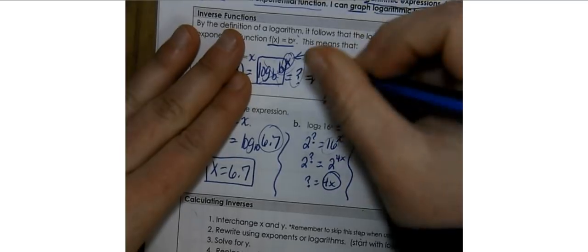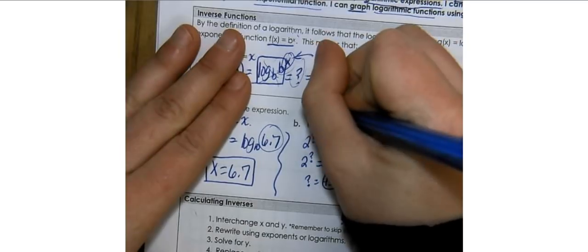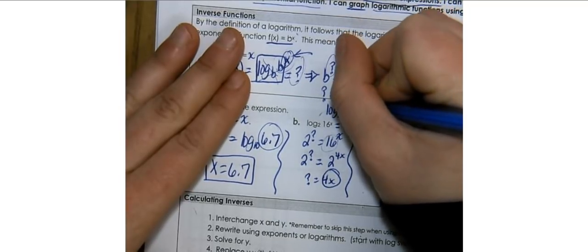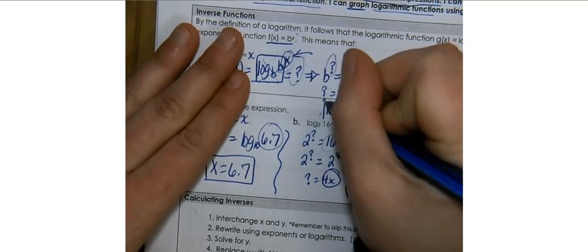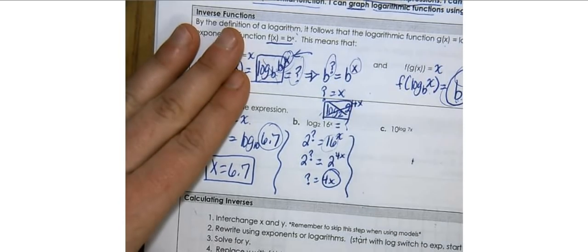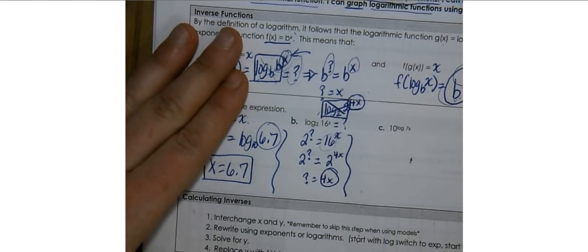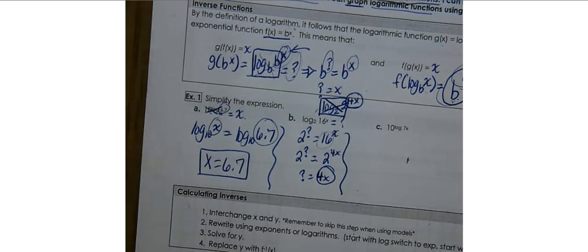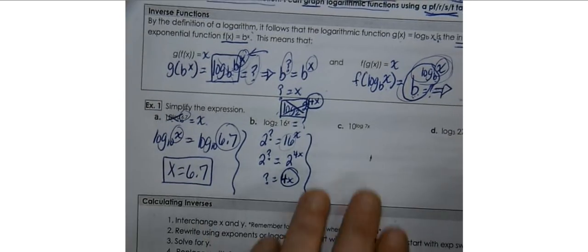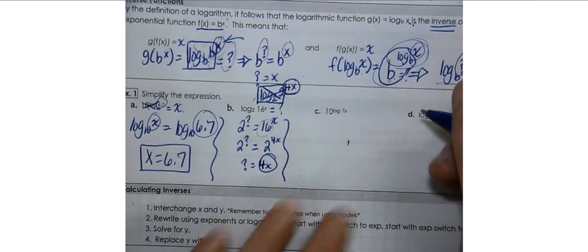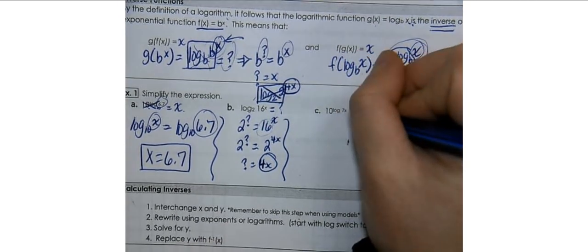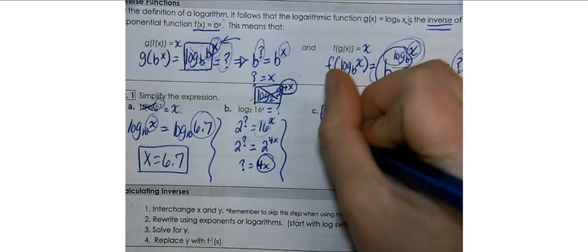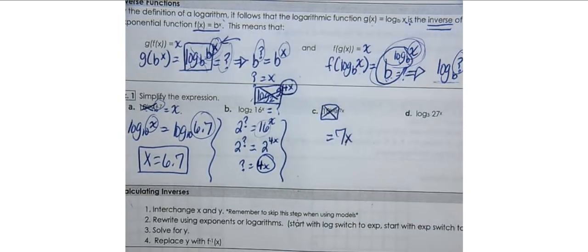Using the shortcut, we would rewrite this as log base 2 of 2 to the 4x power. When you see log base 2 of 2, that part cancels out, leaving us with simply the exponent, and the exponent is 4x. And that is it. That's simplifying the expression using the shortcut. For letter C, I have 10 to the log base 10. So whenever you see 10 to the log base 10, that part cancels out, so my answer is simply 7x.